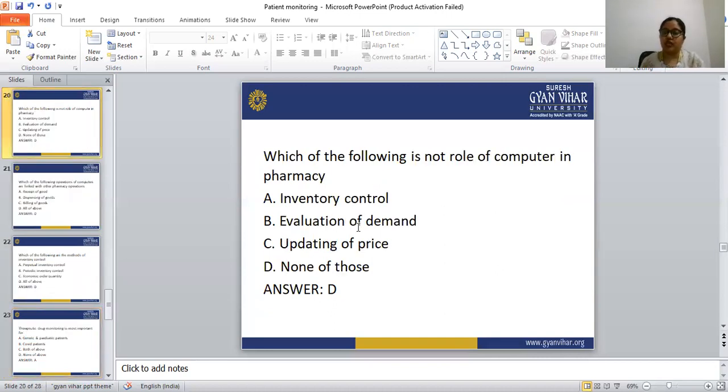Next is, which of the following is not a role of the computer in the pharmacies? Inventory control, evaluation of the demand, updation of the price. These are all done with the help of the computer only. So the correct answer is none of these, because inventory control is easily done with the help of the computer. Evaluation of the demand is also easily done with the computer, and updating of the price we can also do with the computer. So the correct answer is none of the above.